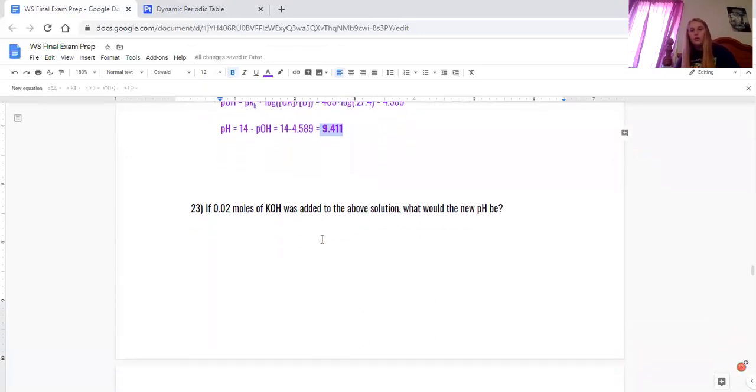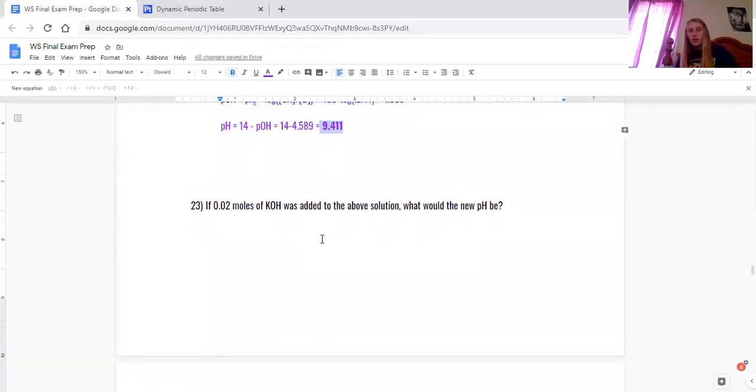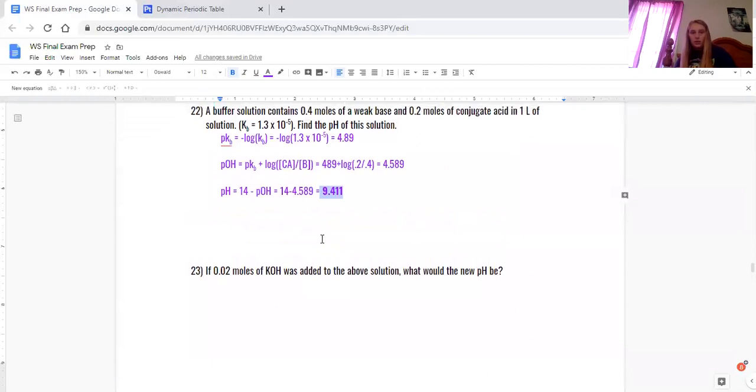If 0.02 moles of KOH was added to the above solution, what would the new pH be? So literally, to find that, all we're going to do is take this right here. I'm just going to start with that.